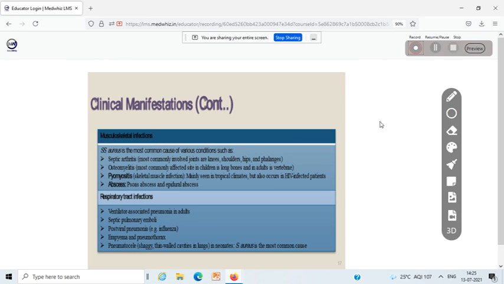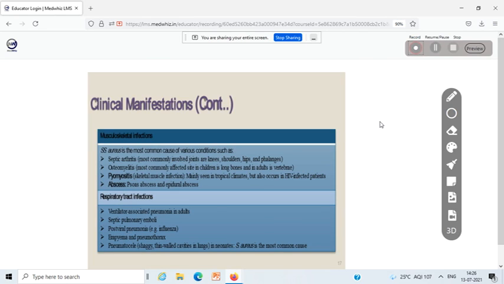Coming to the clinical manifestations of the musculoskeletal system, it causes conditions like septic arthritis. Most commonly involved joints are the knees, shoulders, hips, and phalanges. Osteomyelitis affects long bones in children, and in adults it is the vertebra. Pyomyositis is nothing but skeletal muscle infection, seen in tropical climates, usually in HIV infected patients. Abscesses include psoas abscess or epidural abscess.